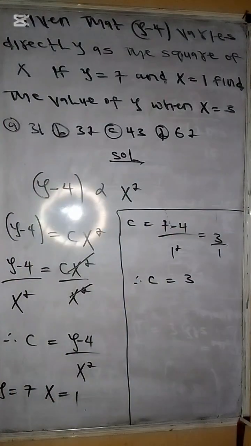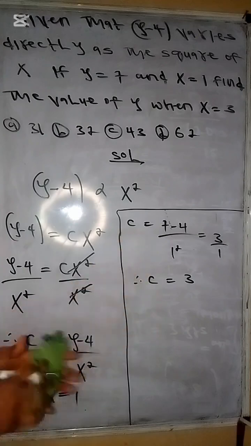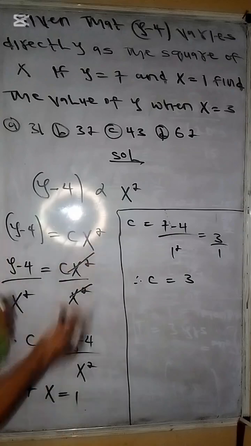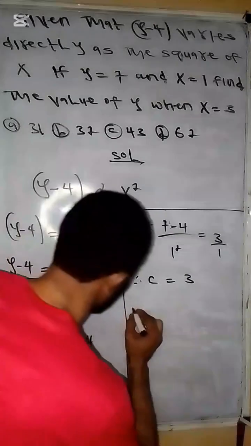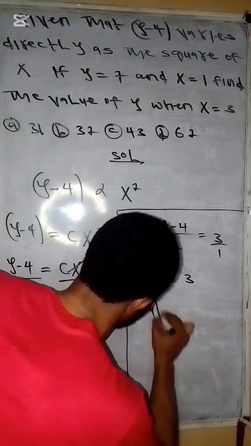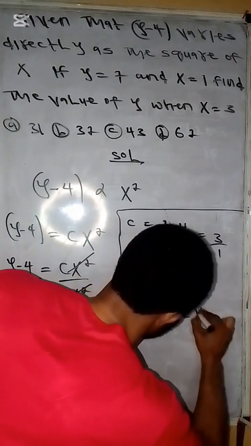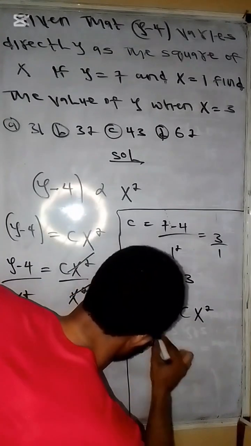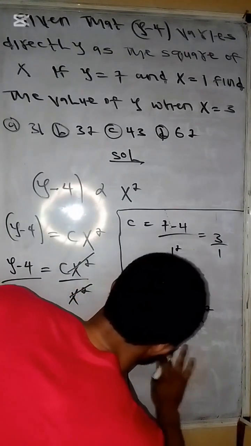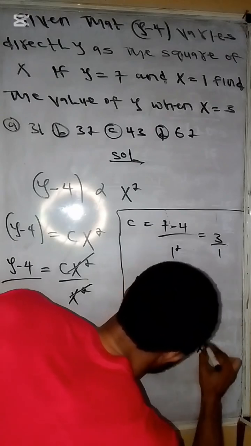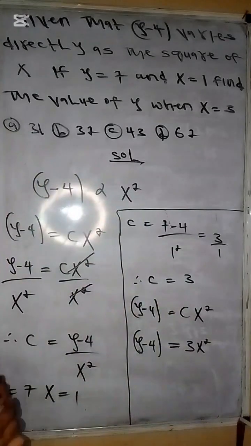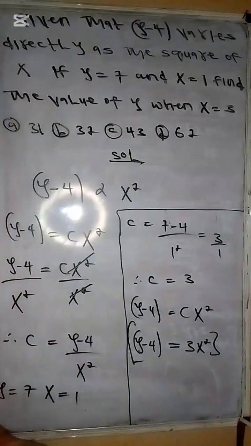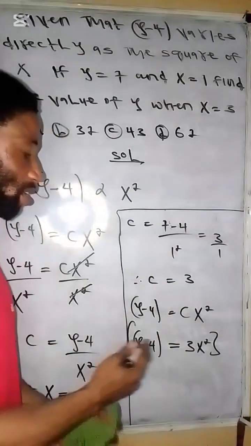And when c is 3, all we need to do is to put c back into this equation. Then we are going to have what is known as the relationship connecting the two variables. So when we do that, we are going to have y minus 4 is equal to c s squared, and what is c? c is 3. So we are going to have y minus 4 is the same thing as 3s squared. Now this particular equation we have seen is what we call the relationship between the variables. So this is the relationship.